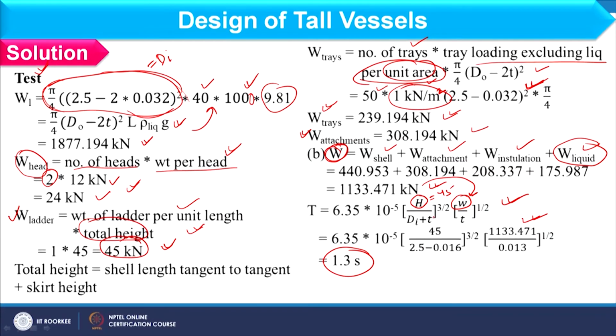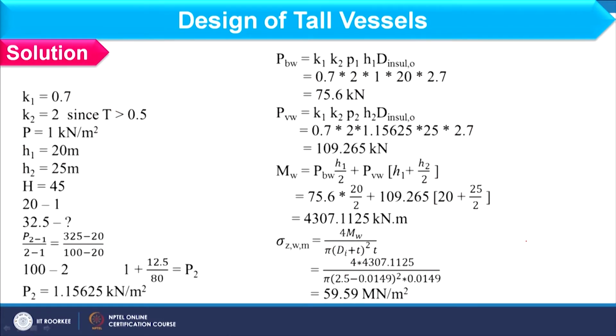In this you can consider d_i plus t as d_o minus t also, right, and this t should be the standard thickness. So, here it should be 0.016. Okay. So, in this way the period of vibration you can obtain as 1.3, which is more than 0.5. So, accordingly we can choose the K factor, that is K2, and that should be equal to 2, right.